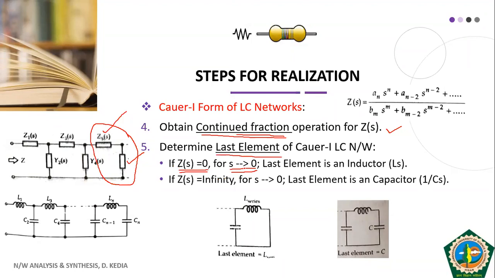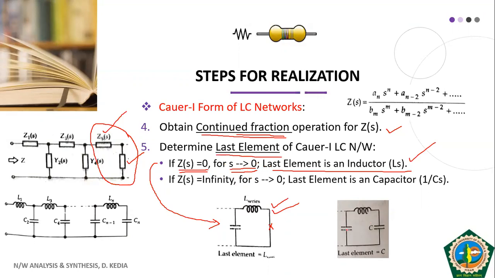For s tending to 0, if Z(s) is equal to 0, then the last element will be an inductor. This will be the case: there will be no capacitor. We have removed the capacitor; we have shorted the capacitor. This is the case for s tending to 0 and Z(s) equal to 0. If both are 0, then the last element will be an inductor.